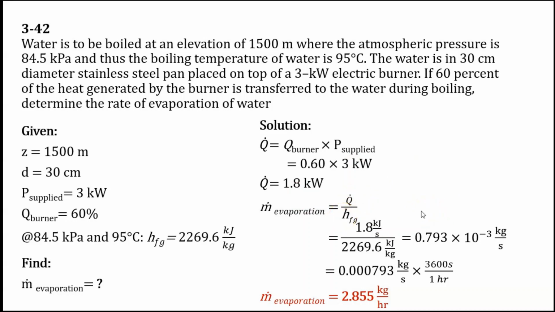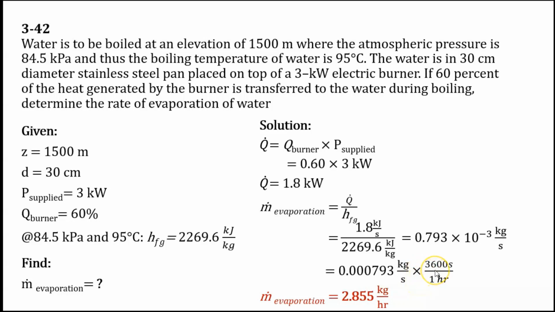Plugging the values into this equation, we now have 1.8 kilojoules per second, which is equal to kilowatts, over 2,269.6 kilojoules per kilogram. Plugging this into the calculator, this results in 0.793 multiplied by 10 raised to negative 3 kilograms per second. So this results in 0.000793 kilograms per second, and then we will convert this into kilograms per hour.